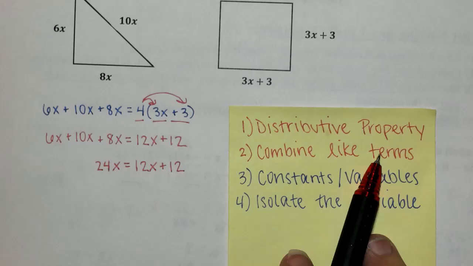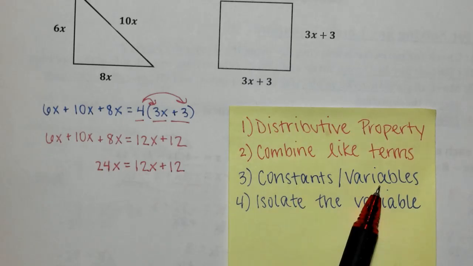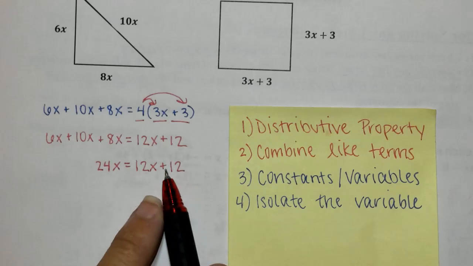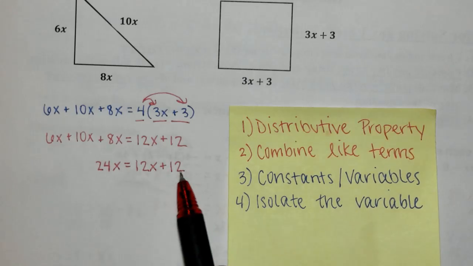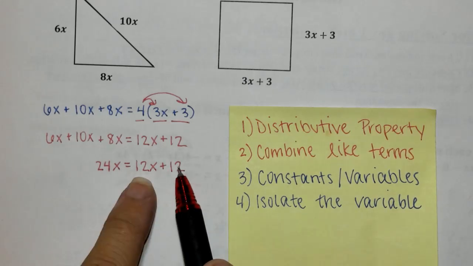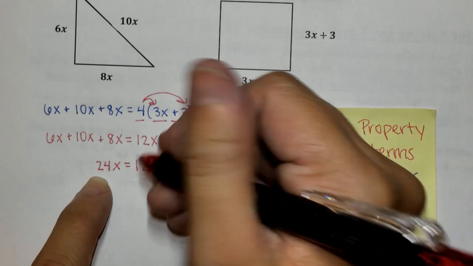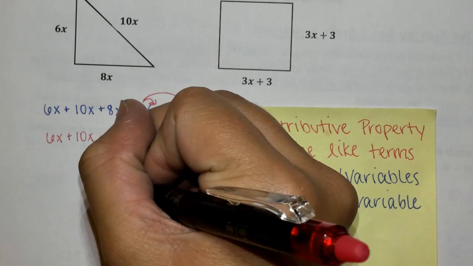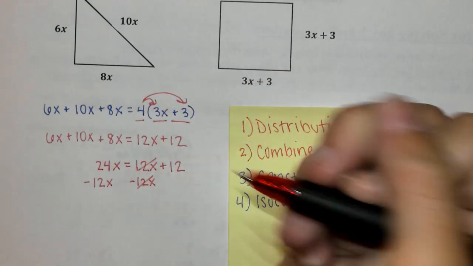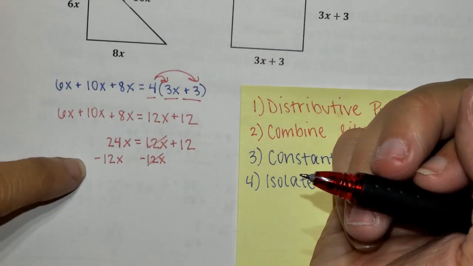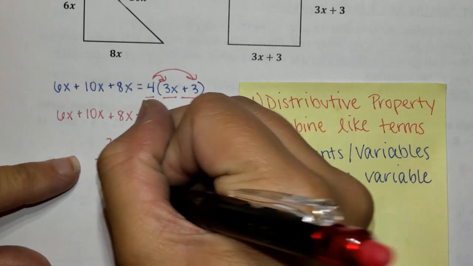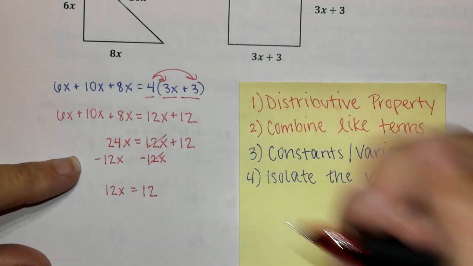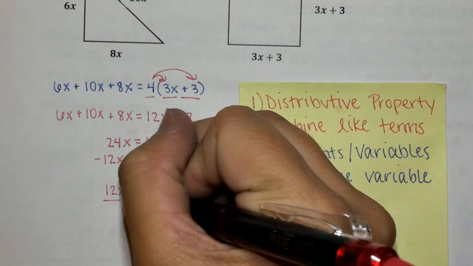All right, from here, step 3, get my constants on one side and my variables on the other. So since the constants are already on one side, let's move the variables to the other side. So since the 12's here, let it stay. Move that 12x over to the left by taking it away. What I do to one side, I do to the other side. 12x minus 12x cancels. 24x minus 12x is 12x. I bring down my equal sign and my positive 12. From there, I divide both sides by 12.